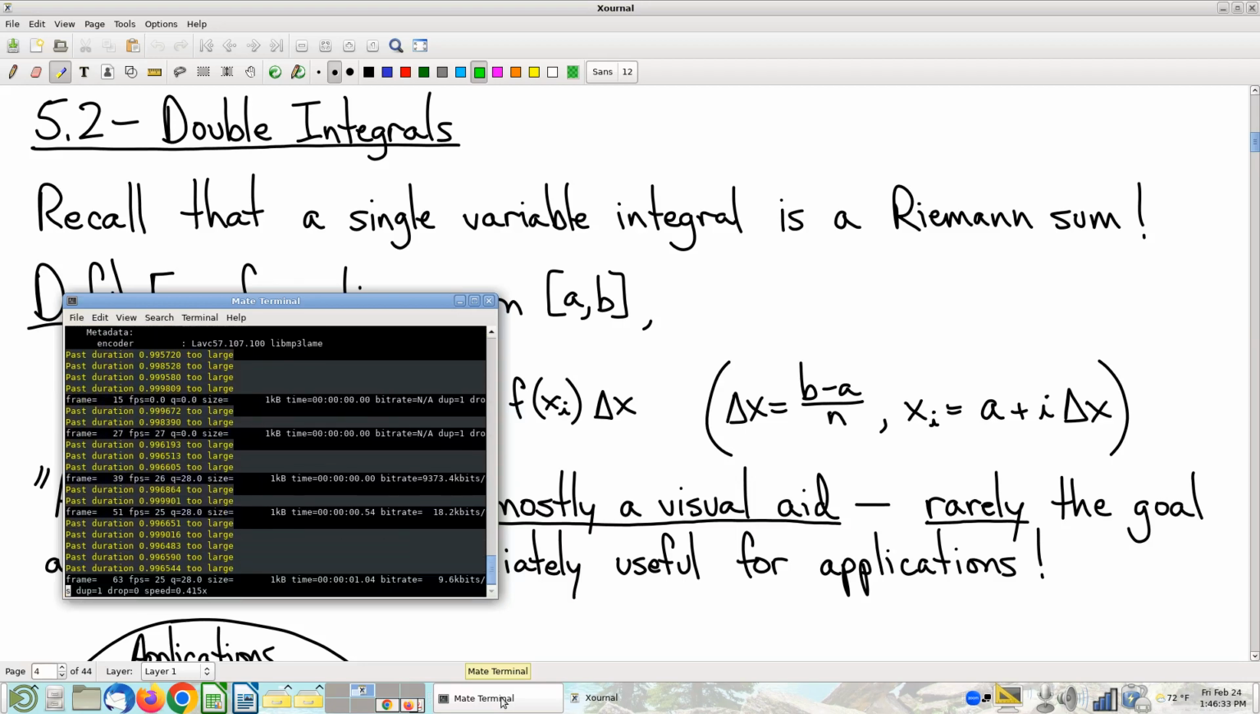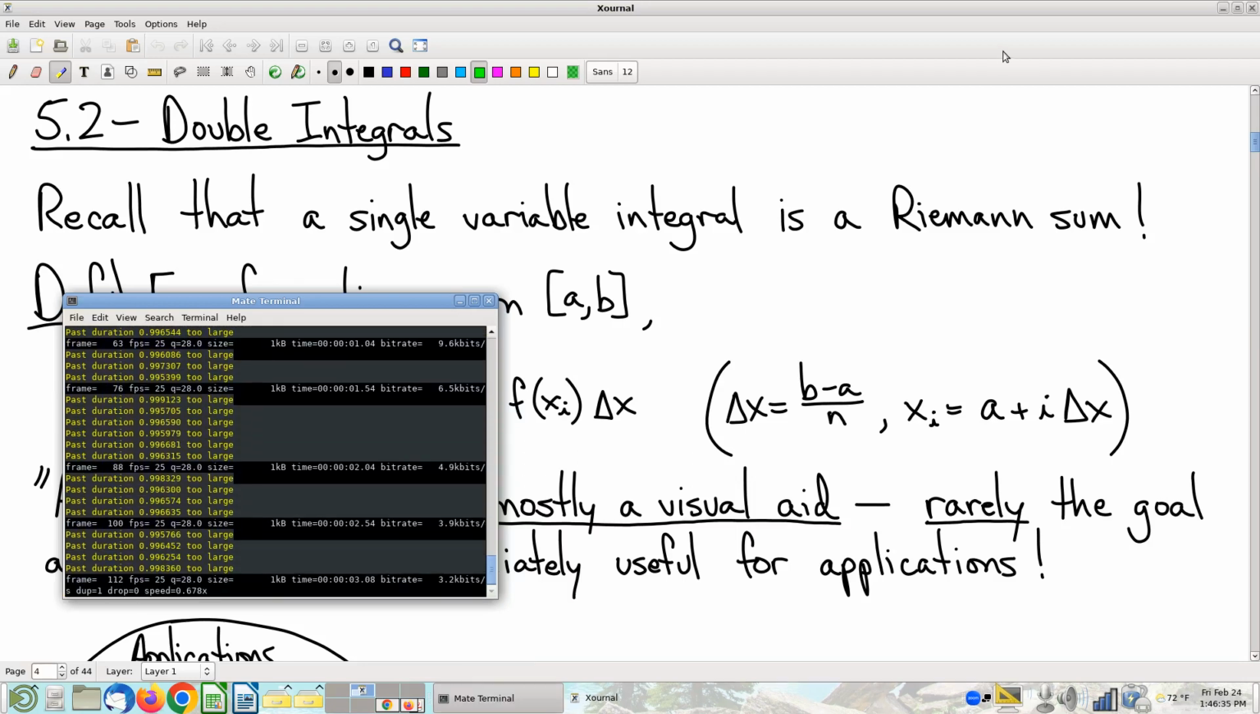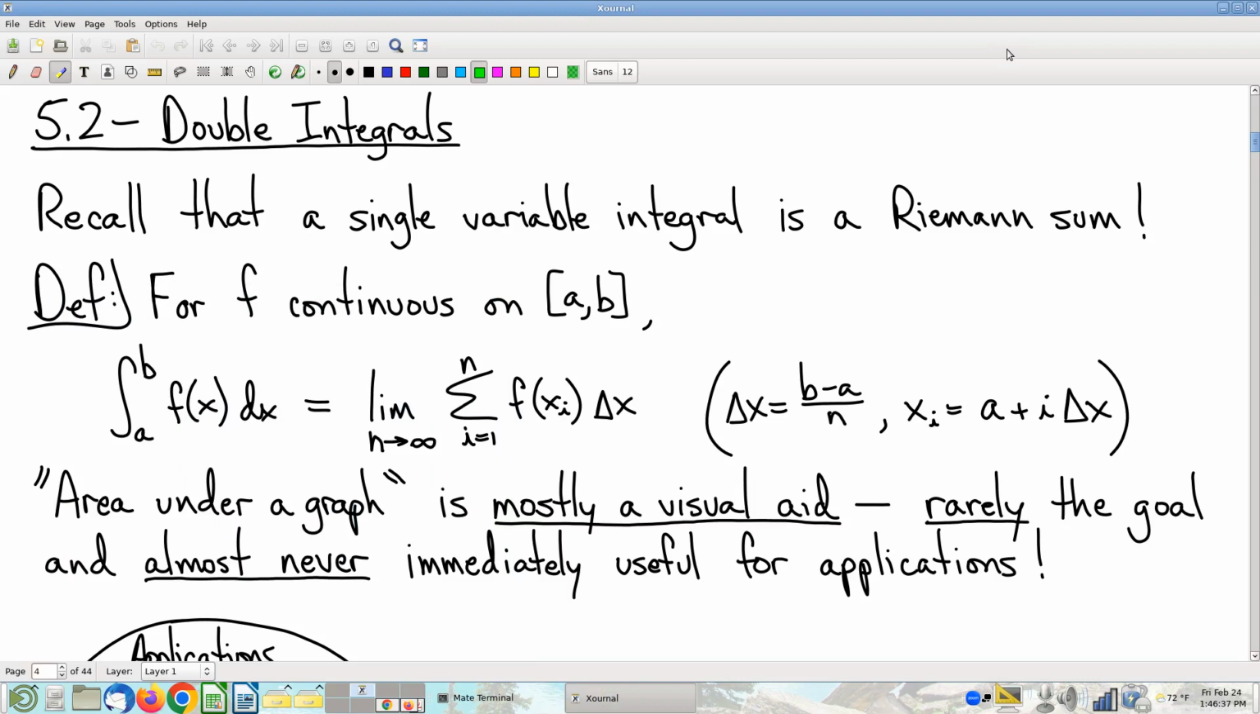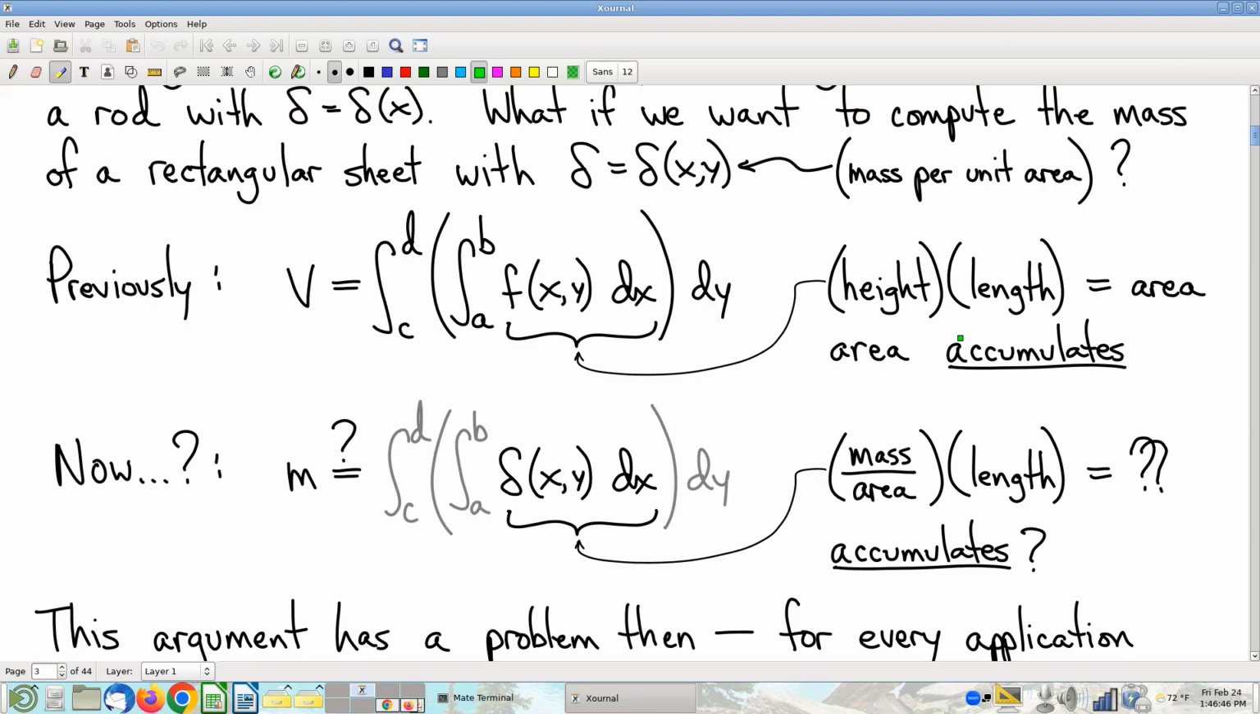Okay, so here's where we were last time. We had just gotten to defining double integrals. We previously defined iterated integrals, and that helped us solve one question. It helped us solve, for example, the question of volume under a graph of a function of two variables.